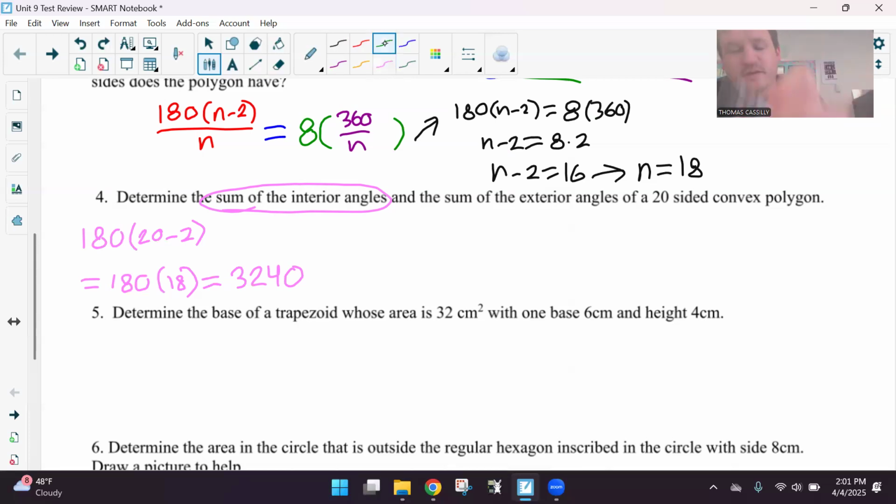The sum of the exterior angles. All right, this one, this is a free question. The sum of the exterior angles, that's all I need to read. It does not matter how many sides that thing has. It's going to add up to 360 no matter what. All right, and that one's done.